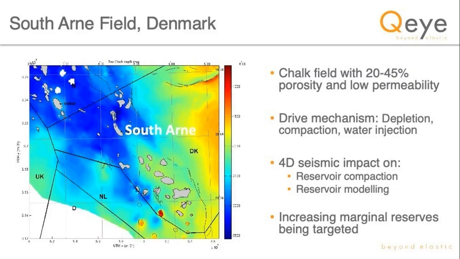The South Arne field is a chalk field with 20 to 45% porosity, but unfortunately a very low permeability, so the recovery rate is quite low. The drive mechanism here is depletion with some compaction, and you'll see also in some of the slides later water injection.